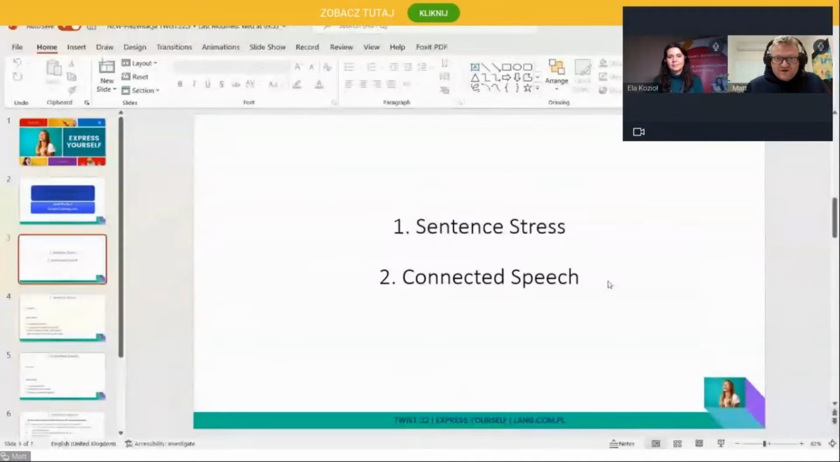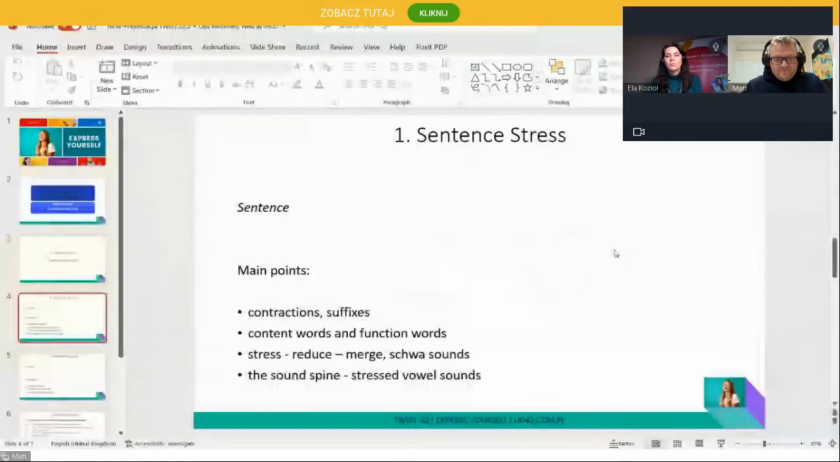Connected speech is something a little bit more difficult, but it's still doable. I think it's possible to learn it. And I would say this is more desirable rather than essential. But some of my students like to learn about this topic and try to implement it, and with success, some of them, but not everybody. So, essential and desirable.